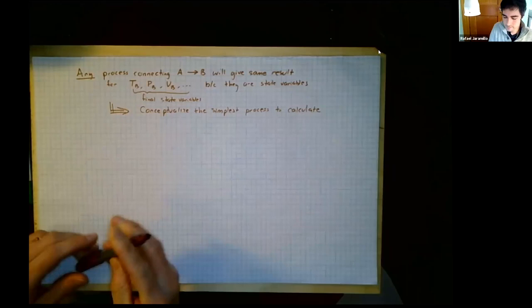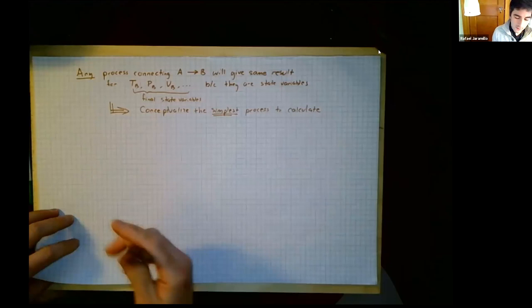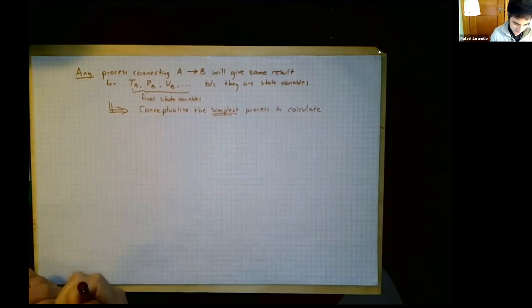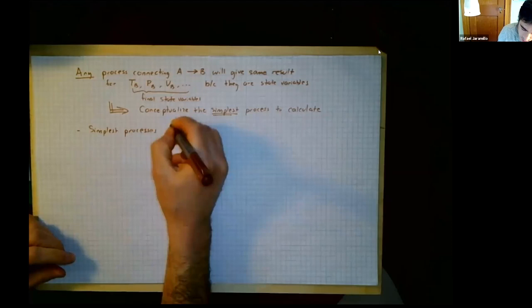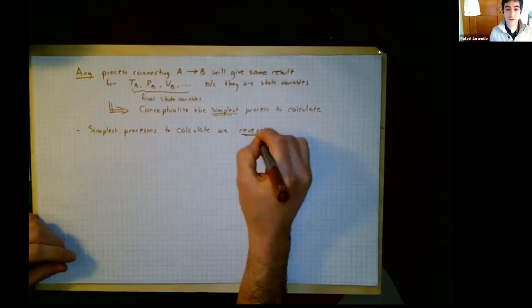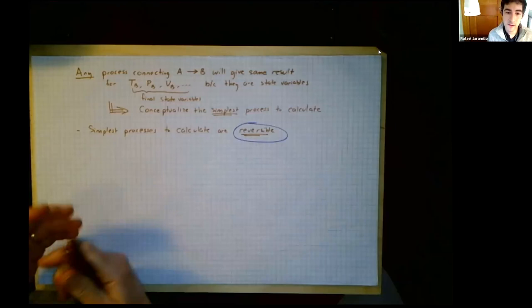So in the same way that we choose a system, its components and its boundaries out of convenience, depending on the problem we're trying to solve, you calculate the simplest process to calculate. Out of convenience, not necessarily the process that nature actually takes. So the simplest processes to calculate are reversible. So reversible process, that's a new concept for us, and it has a very deep and important thermodynamic meaning. It means a process that does not change the entropy of the universe, that is, a system plus its surroundings. And we'll see that in the next couple of lectures.